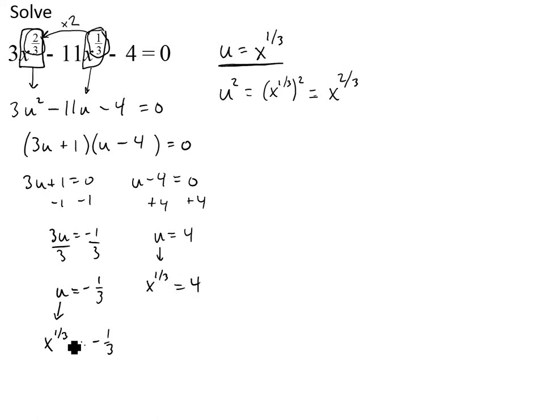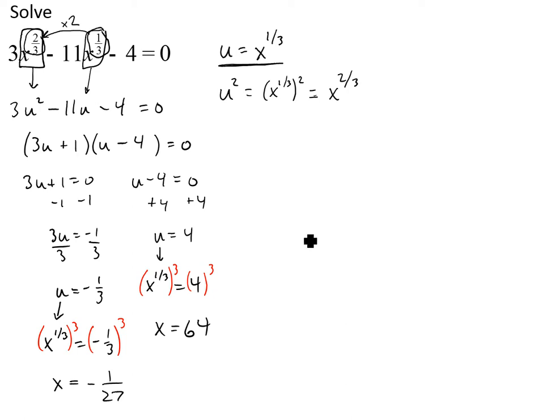So now to get x by itself, we're going to have to raise both sides to the third power. That way on this left side, where I'd multiply exponents, 1/3 times 3 is 1. So I get x to the 1, or just x. We're going to have to do the same thing in that second equation as well. So this is going to give us a solution of x equals negative 1 over 27. So 27 is 3 to the 3rd. And here we're going to get x equals 4 to the 3rd, which is 64.